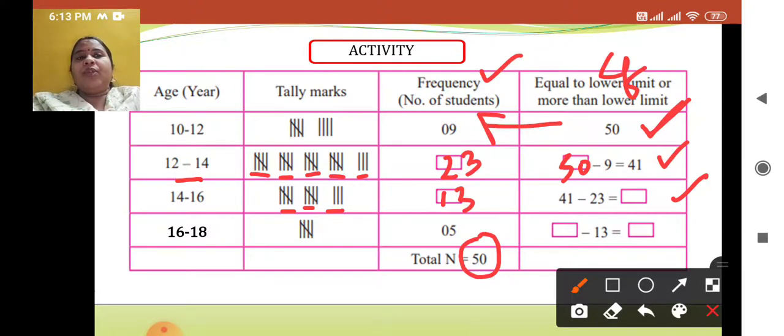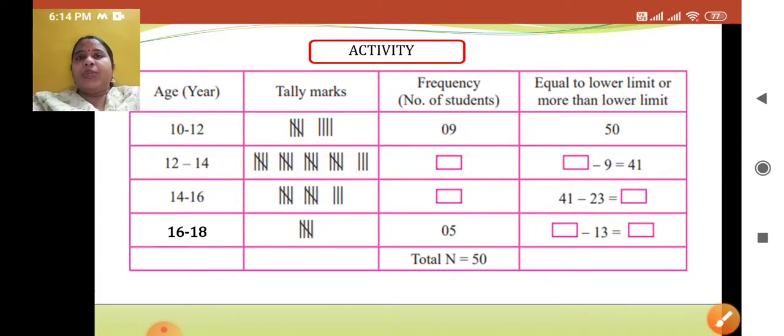Then how do we find this out? 41 minus 23. See, 41 is here and 23 we have found out. So 41 minus 23 is nothing but 18. Correct? After 18, what is to be done for the next one? I have to take this 18, which is got from the above one, and minus 13. How much is that? 5. Like this, you have to complete this table.